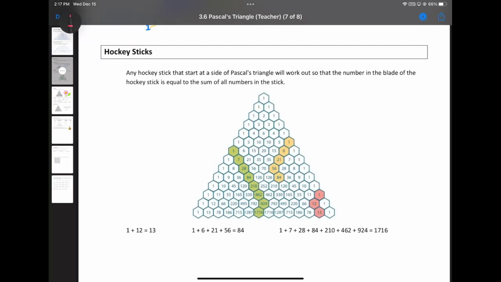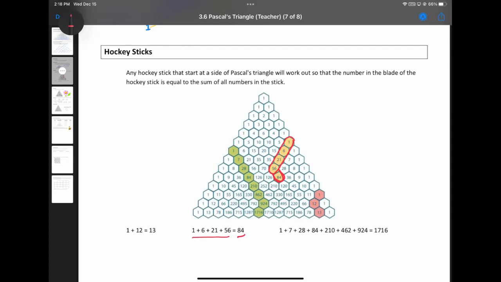I'll use red to make it a little bit more obvious. So here, this hockey stick, and then there's the hockey blade at the end. And the neat thing is the blade, which in this case is 84, is equal to the sum of everything in the stick, the 56, 21, 6, and 1. And it will always work this way, as long as the hockey blade is just the one extra box, and the hockey stick goes from the diagonal above it all the way to the other end.